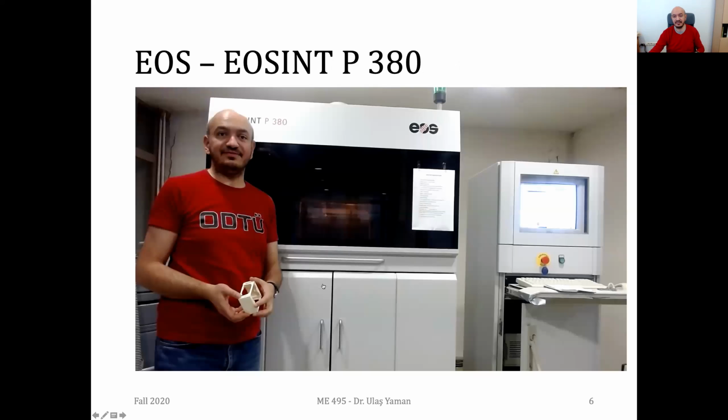This SLS system is available in our department, in F building in Bilter Center. And it's a quite old machine. I think it was purchased while I was a student in preparatory school, around 2002. So it is about 20 years old, but still functioning. And this is an SLS system, a selective laser sintering system. And it's just using a single type of material, polyamide.